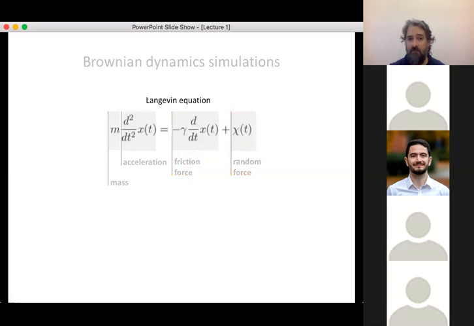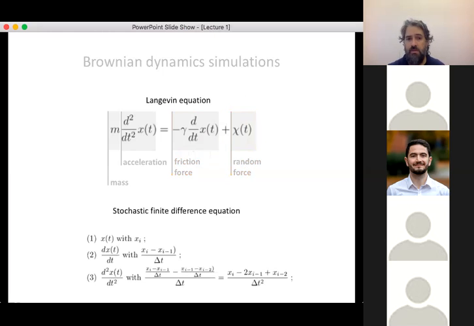And we can, well, if we want to simulate this, we need to transform this into a stochastic finite difference equation. And the rules for the deterministic part, so for this part and this part, are the same as for a normal differential equation. So you substitute x with x_i, the value of x at time i, dx over dt with (x_i minus x_{i-1}) over delta t, which is the time step, and so on for higher derivatives. You can substitute these terms very, very smoothly.